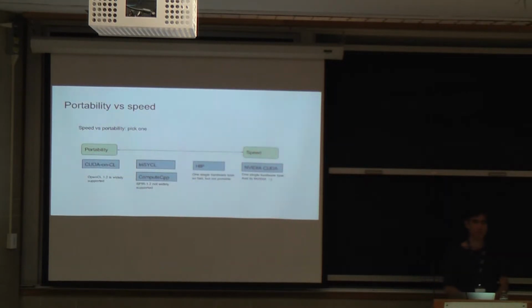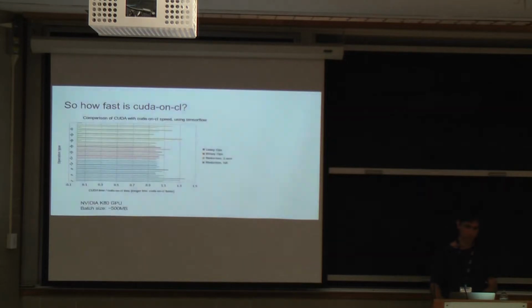Okay, so portability versus speed, this has come up a bit. So how do I see these different solutions in terms of portability versus speed? This is not really based on anything objective, this is just how I see the world. On the right hand side I've got speed, I put NVIDIA CUDA there, it runs quickly. Next to that I put HIP, because it runs on a single set of devices, which is AMD. And then I put the SYCL solutions more towards portability, because they run on SPIR devices, which are fairly widely available. And I'm putting CUDA-on-CL right on the left, portability, but not so much speed. That's kind of what I'm aiming at. So how fast is CUDA-on-CL?